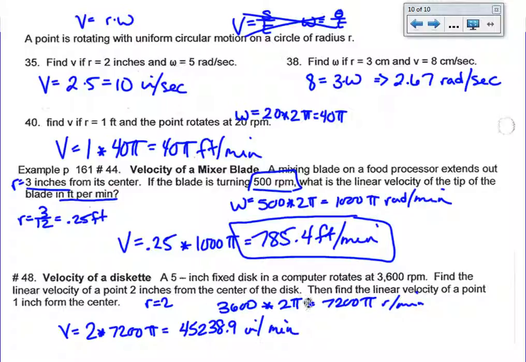Now if I'm trying to calculate the velocity for 1 inch from the center, well, we could either just divide that by 2 or just do 7,200 pi on our calculator. That comes out to 22619.47 inches per minute. And again, if you'd rather have inches per second, just divide it by 60. Okay, sorry for the messiness, but that is our lesson.